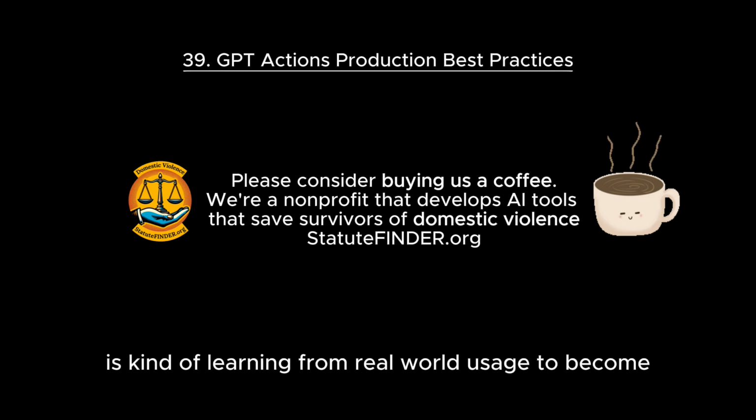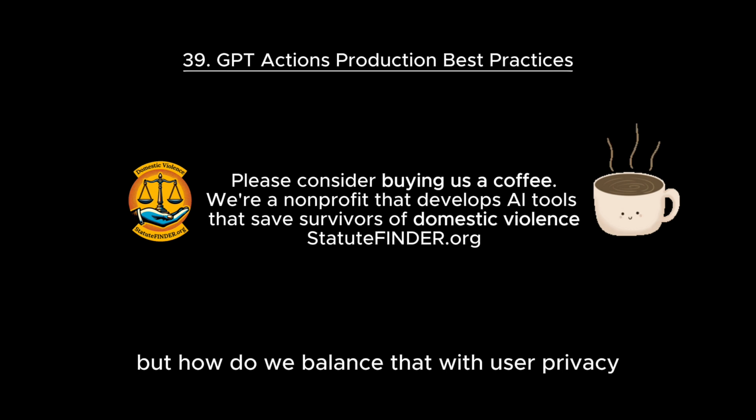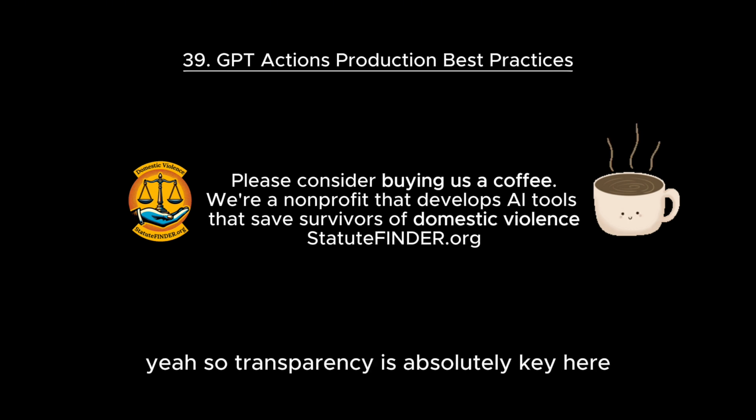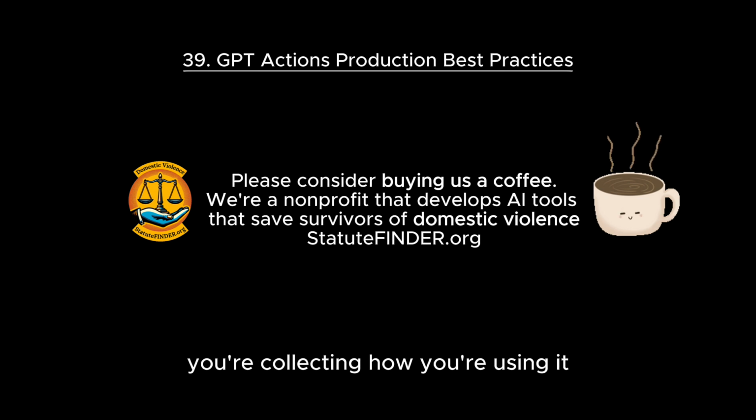ChatGPT is kind of learning from real-world usage to become more intelligent, more helpful. But how do we balance that with user privacy? Yeah, so transparency is absolutely key here. If your GPT action collects or uses user data, be upfront about it. Provide clear and concise information about what data you're collecting, how you're using it, and for what purpose.